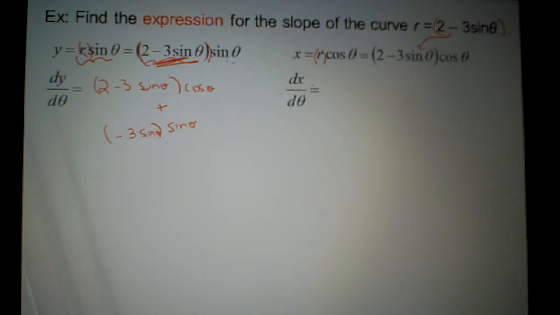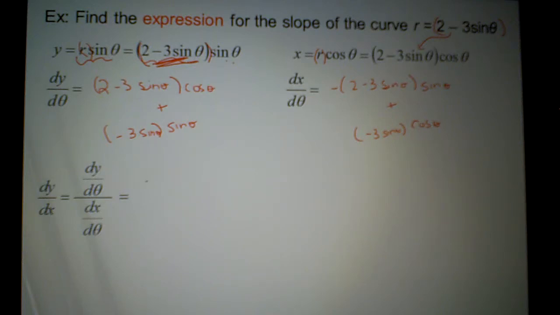Now calculate dx d theta: the first function, times the derivative of cosine, which is not sine, but negative sine, plus the second function, cosine, times the derivative of r, which is negative 3 sine theta. Then make a ratio of the two.